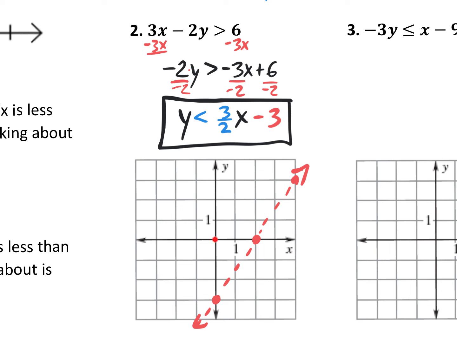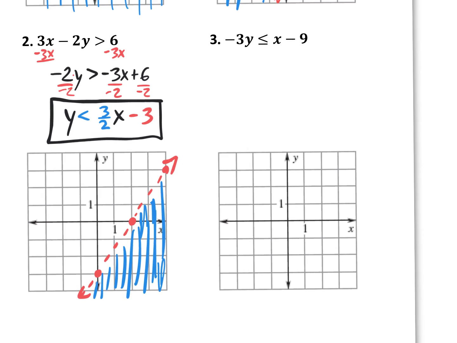You could test 0, 0, see if it works, but it's easier to recognize that once you have y by itself, you could use this inequality to decide whether you shade above the red dotted line or below the red dotted line. Because it's a less than symbol, you're going to be shading below the red dotted line. So you shade in everything down here below the red dotted line. It's really an easy section, especially if you're already good at graphing lines.